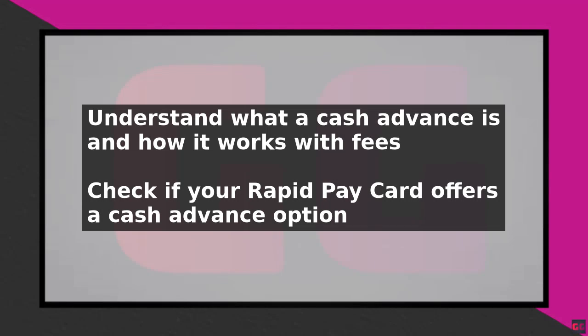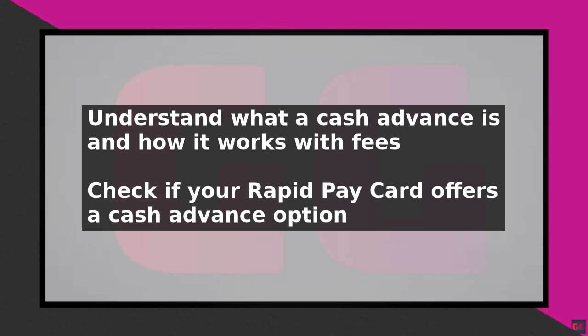To get a cash advance on a Rapid Pay card, you first need to understand what a cash advance is and how it works. A cash advance is a short-term loan that allows you to access cash using your card. But it often comes with fees and interest rates. The first step is to check if your Rapid Pay card offers a cash advance option.